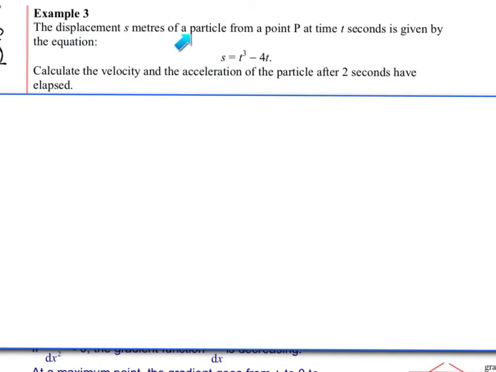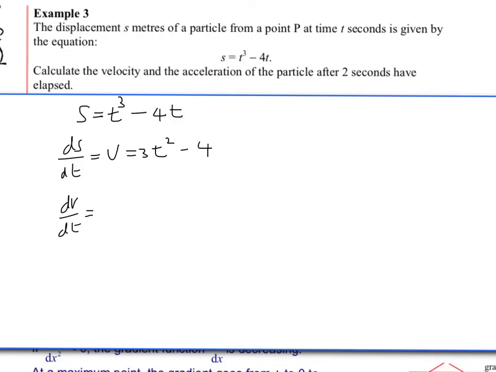The displacement s meters of a particle from point P at time t seconds is given by this equation. Calculate the velocity and acceleration of the particle after 2 seconds have elapsed. So let's set up some equations first. We have s equal to t cubed take away 4t. Now ds over dt, the rate of change of displacement, which is v, is given by 3t squared take away 4, and then dv over dt, which is the acceleration, is given by 6t.